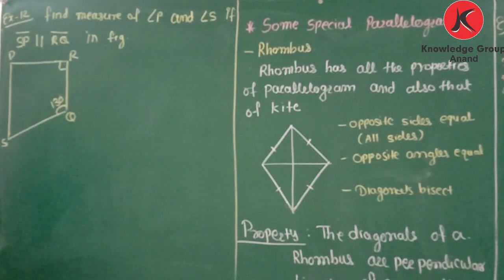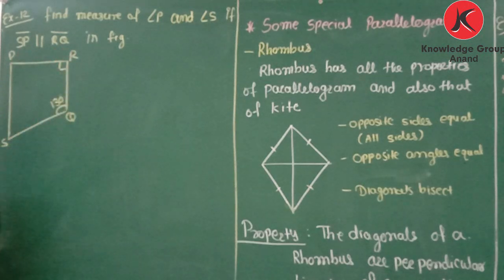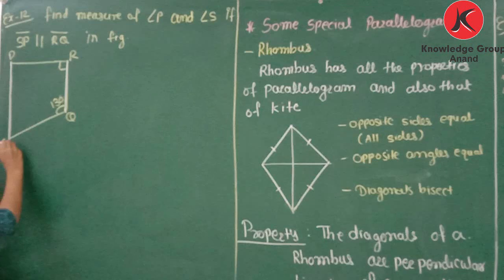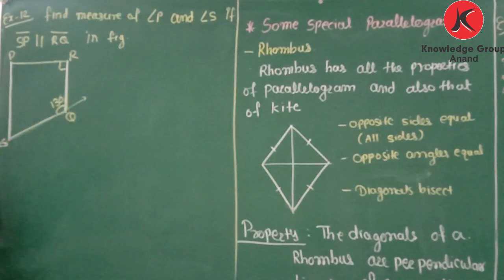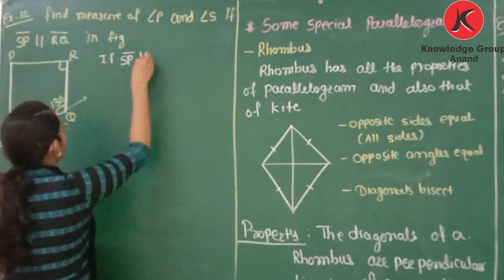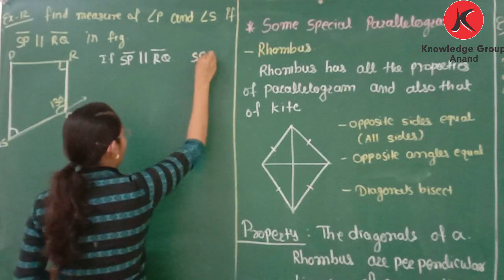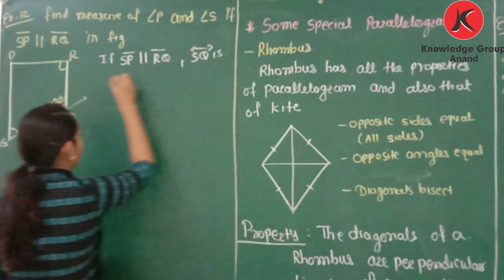Example 12. Find the measure of angle P and angle S if SP is parallel to RQ in the figure. Now what is written in the question? SP, this line, and RQ are parallel. If these two are parallel lines, then this will be the transversal, and these angles are interior angles. So you can write, if SP is parallel to RQ, SQ is a transversal.